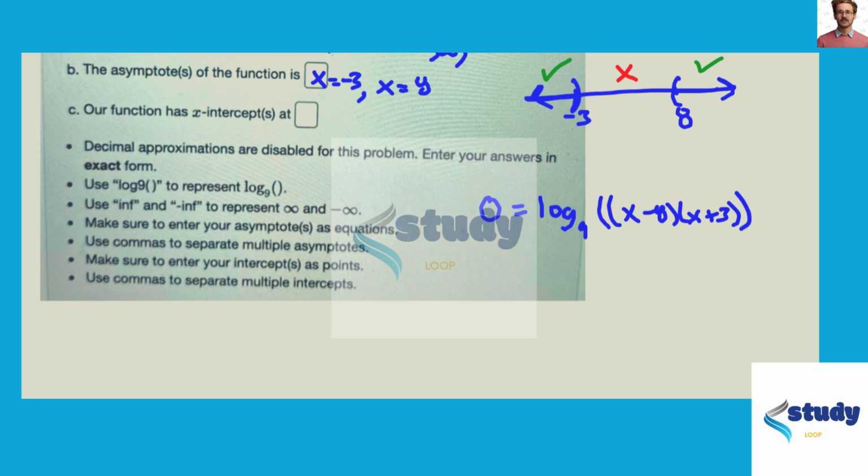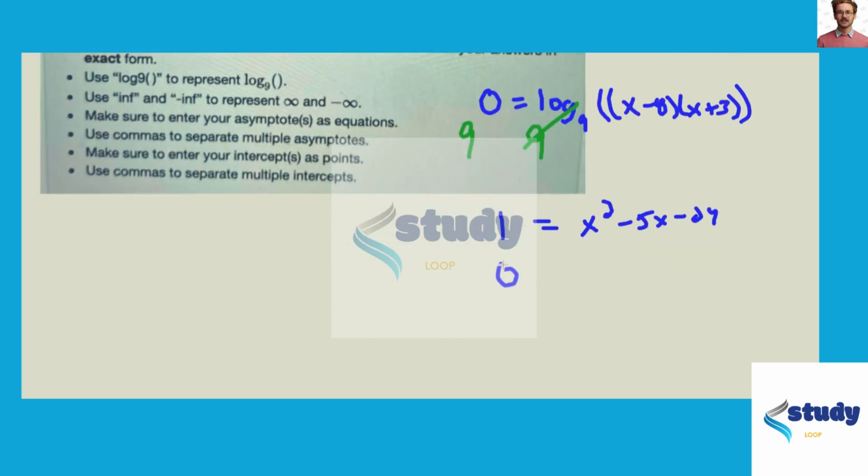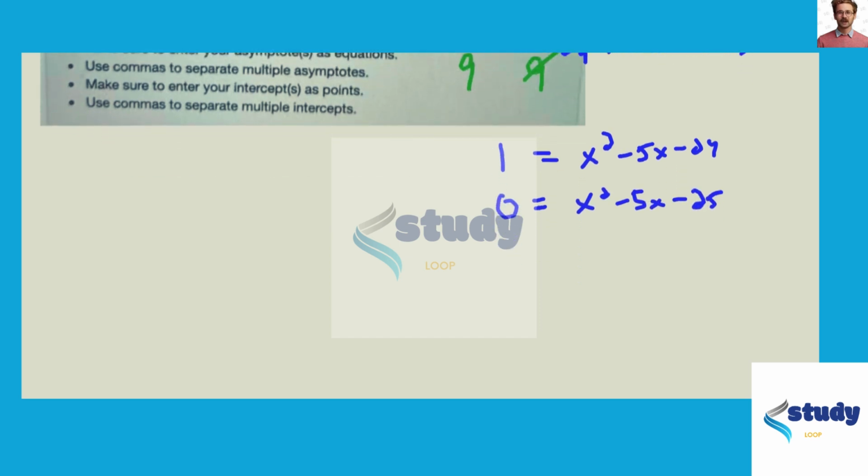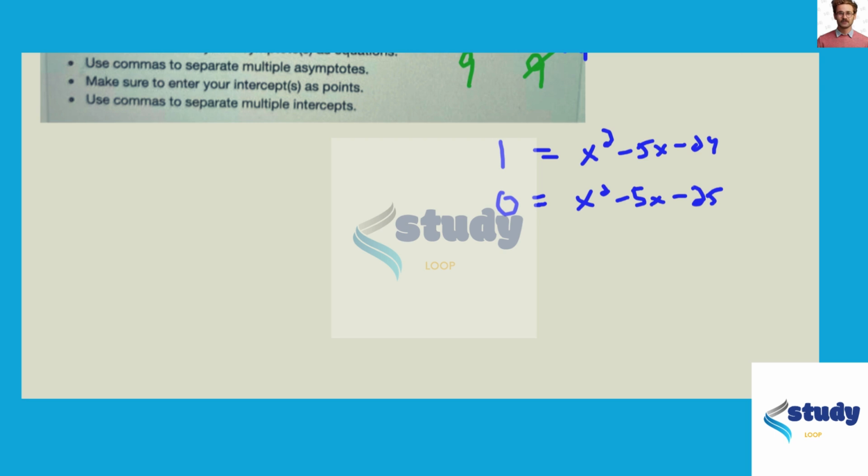But you can undo a log base 9 with an exponential base 9 to both sides, and so 9 to the 0 is 1. And actually, this isn't going to work in factored form. It's okay, but I'm going to go ahead and multiply it right back out. X squared minus 5x minus 24, because we need to now set this equal to 0 to solve the quadratic. I don't think anything multiplies to -25 and adds to -5, so we'll use the quadratic formula.